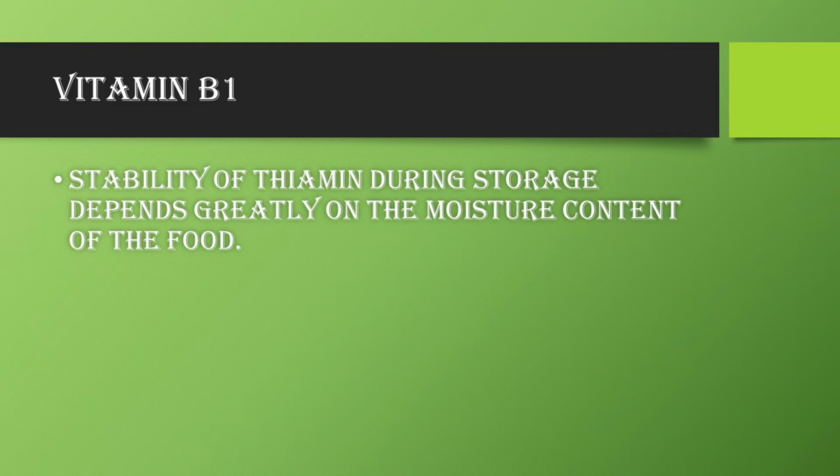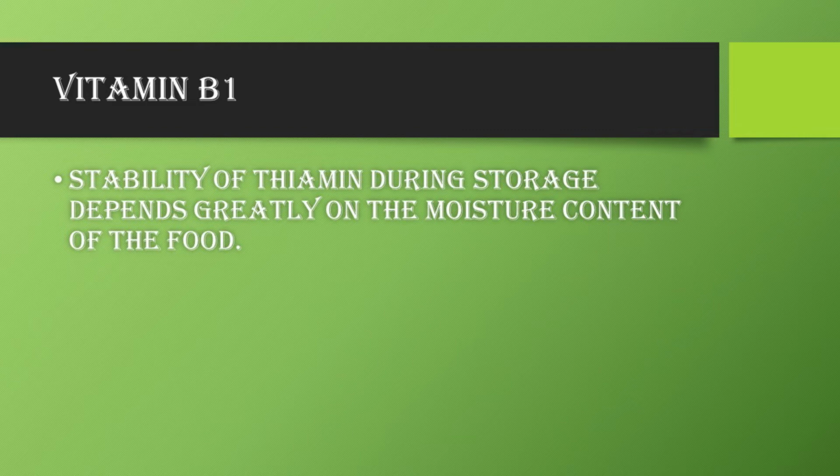Thiamine and other vitamins are located near the bran of cereal grains. There is a great loss during milling. White flour has a greatly reduced content of B vitamins and vitamin E.